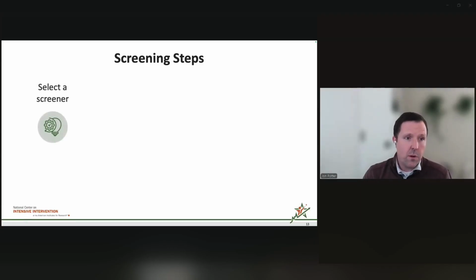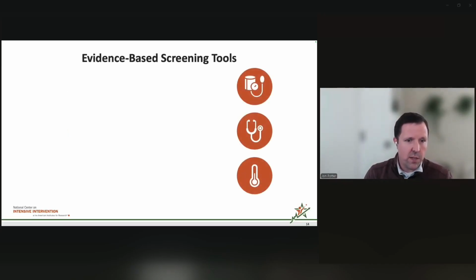You've all selected a screener, right? You've got the RDRS, there are four options, they're all good options. You select a screener from one of those options, and we want to use an evidence-based screening tool. All the things that you have to choose from meet these criteria. These are all evidence-based reading screeners that you can use. Think about medical screening: it's a temperature check, a blood pressure check, listening to your heart. These reading screeners are going to meet these criteria.